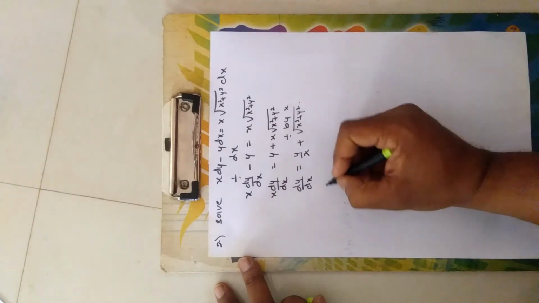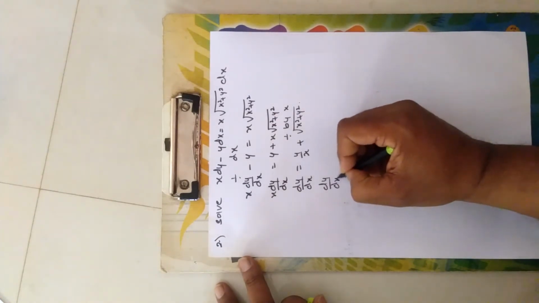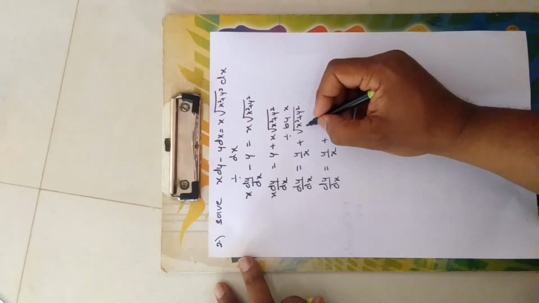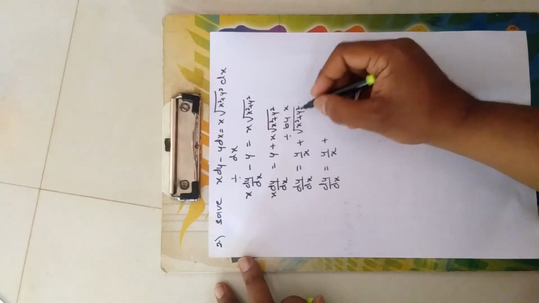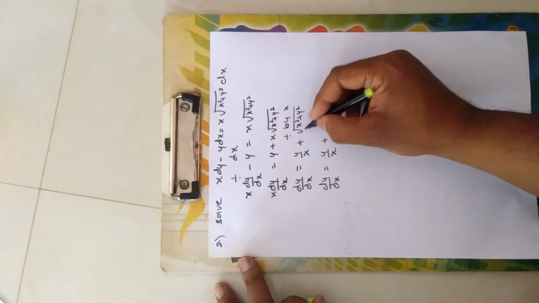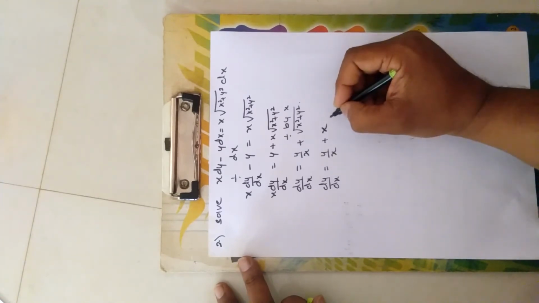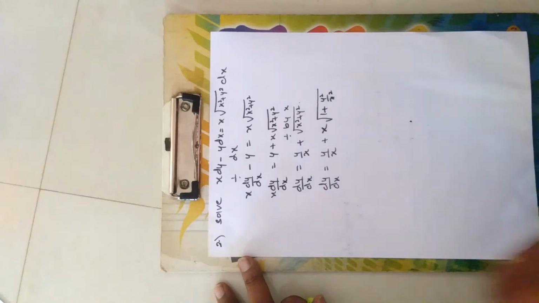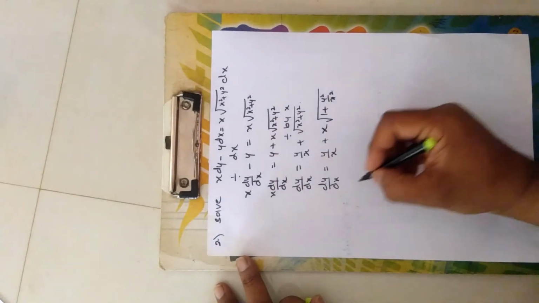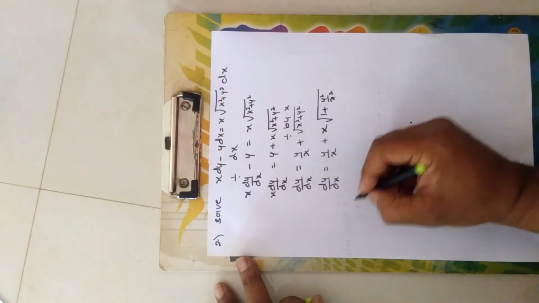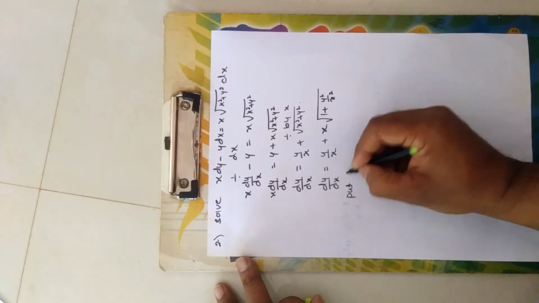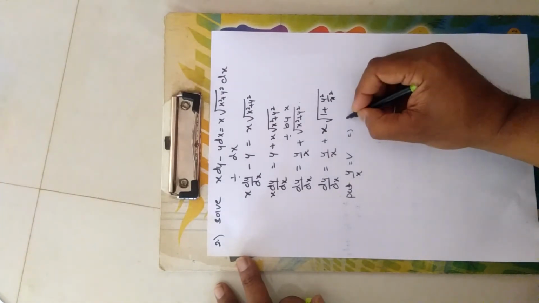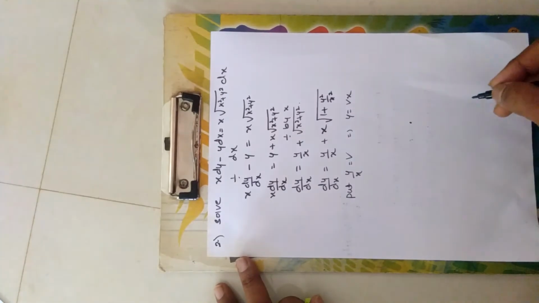So dy by dx is equal to y by x plus, now we take x square common from under the square root, so x will come out, square root of 1 plus y square by x square. Now we substitute: put y by x is equal to v. This means that y is v into x, right?